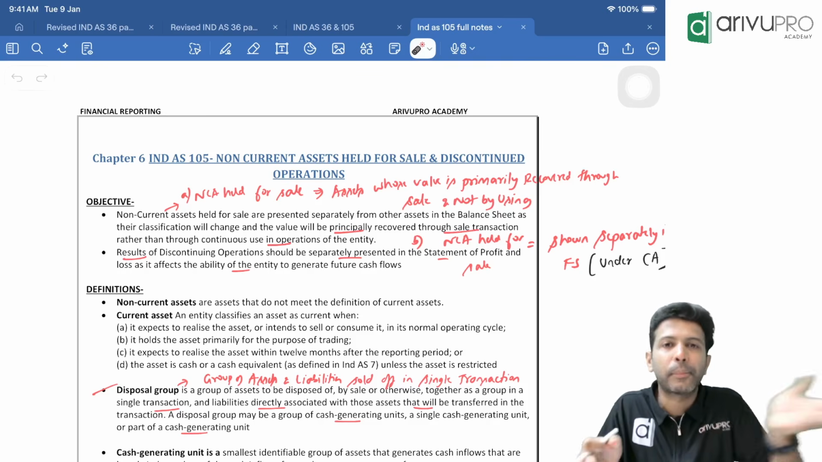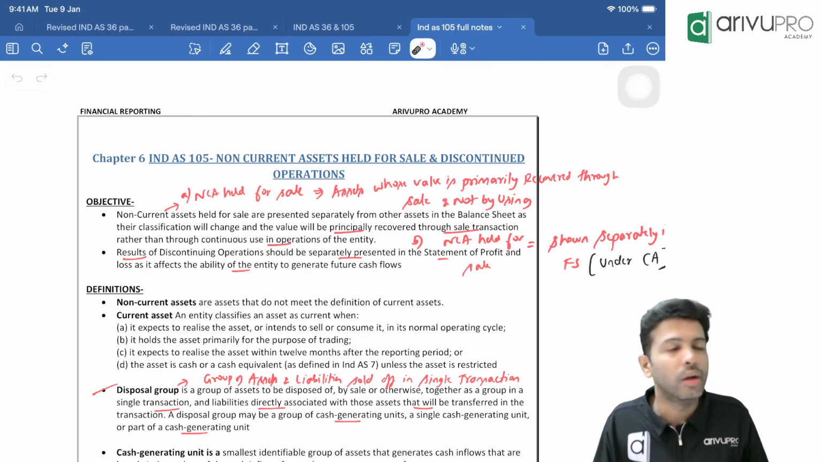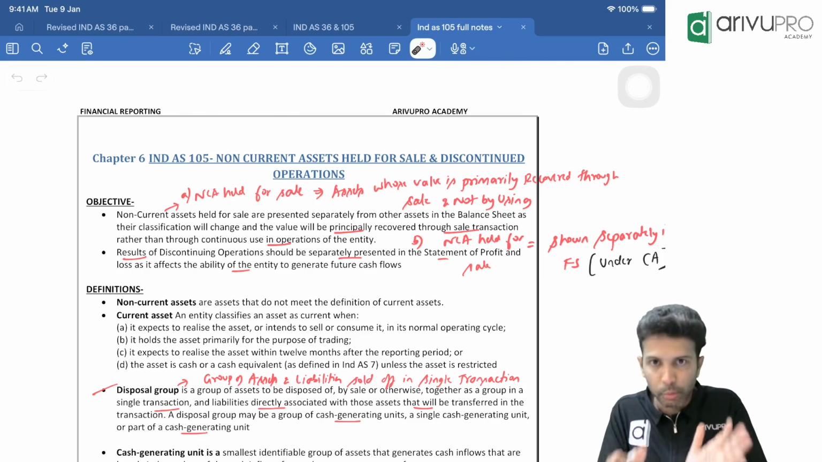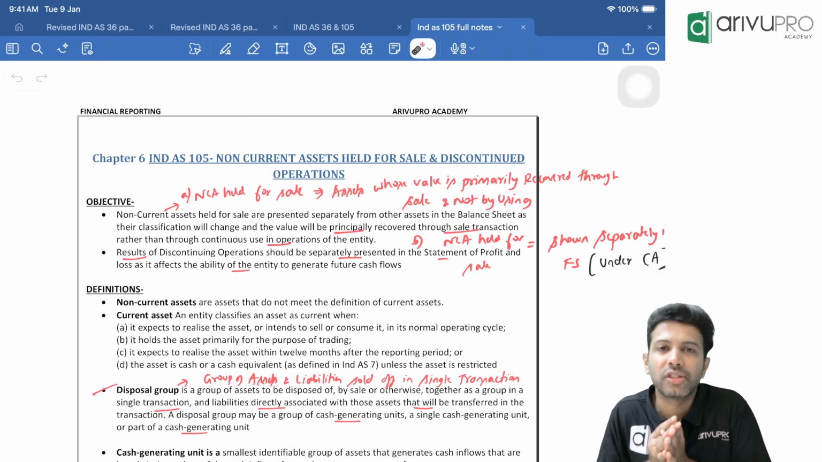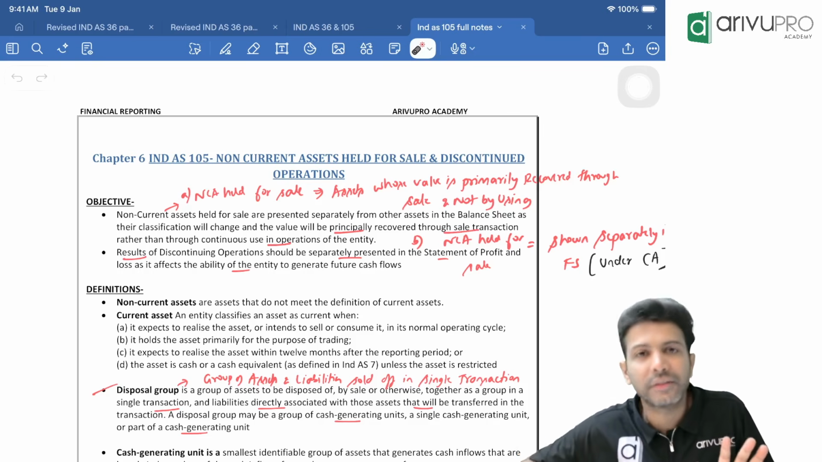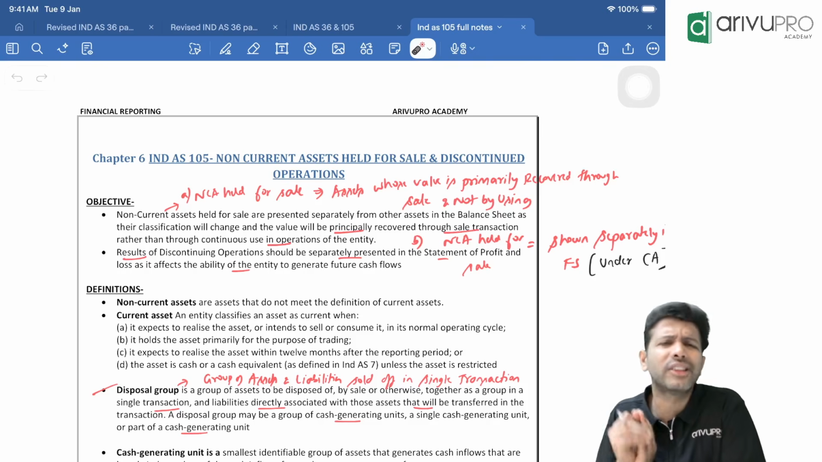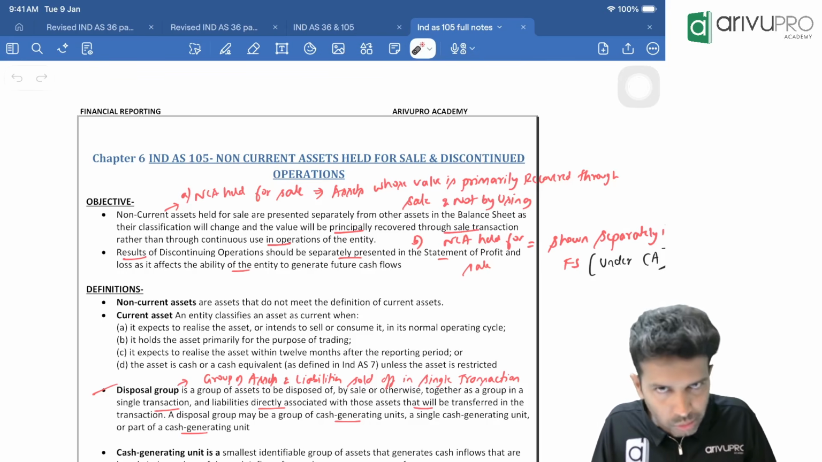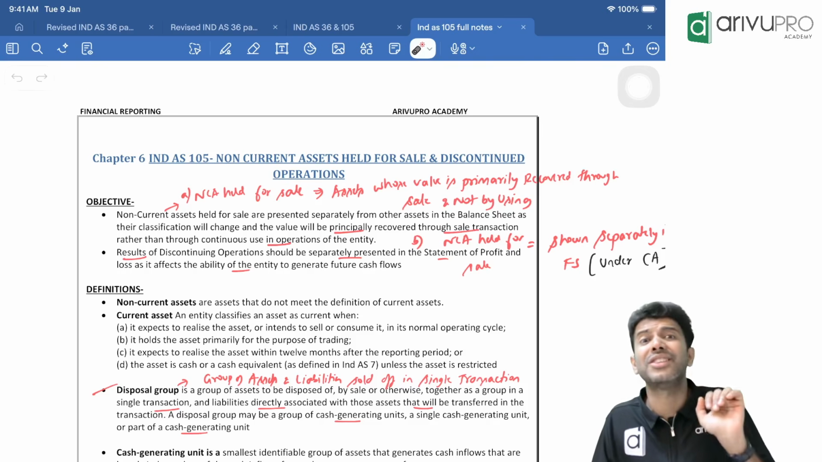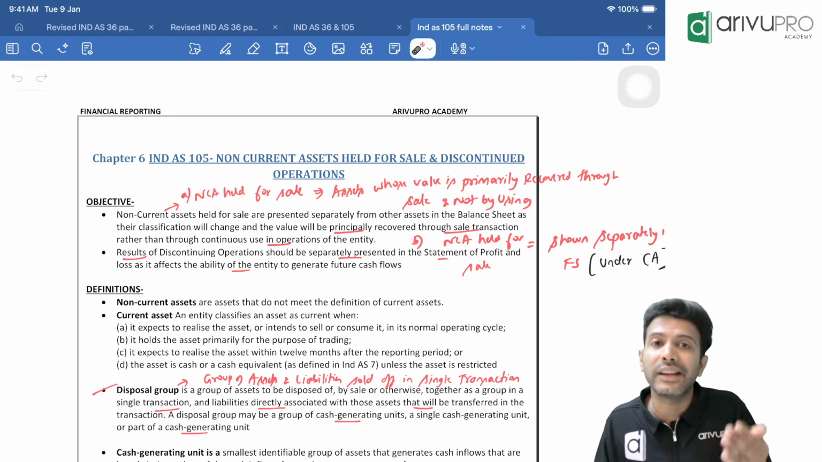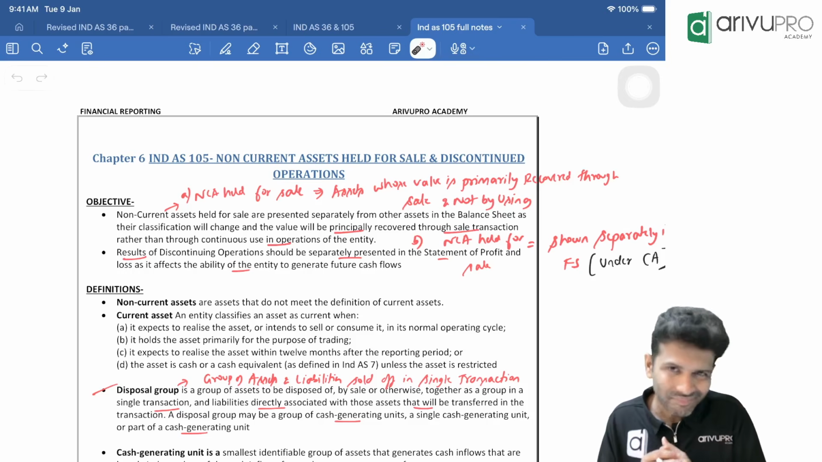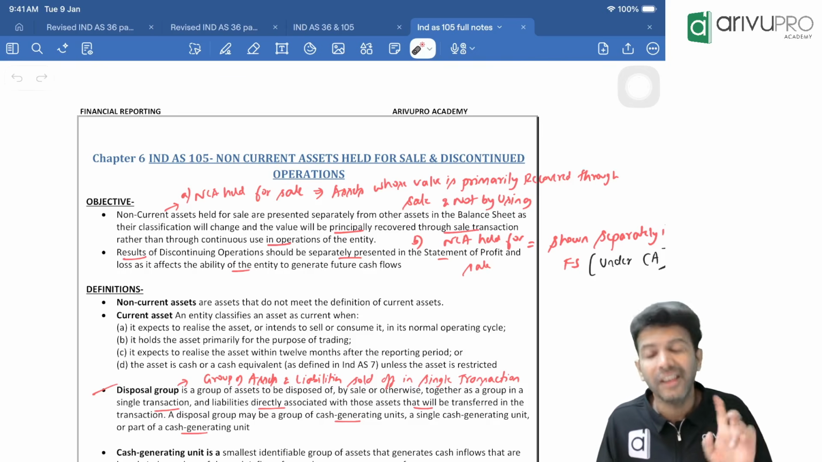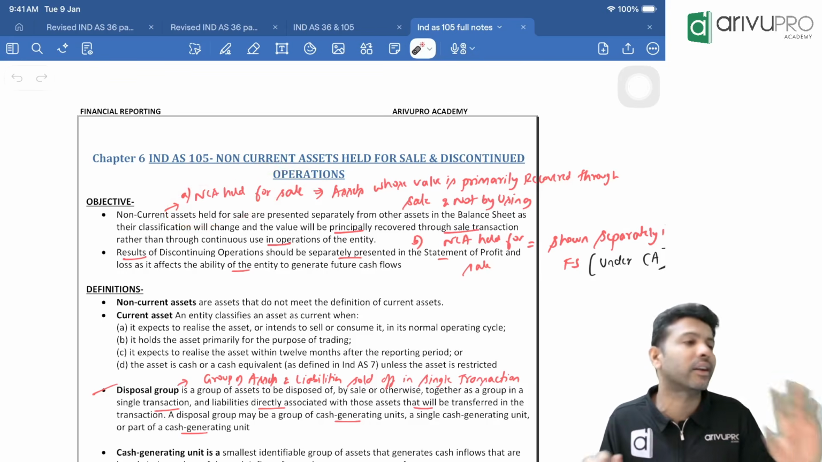Normally, when you have laptops, iPad, furniture, machinery and all, if we have it, we would have bought it, right? If we have purchased an iPad, our main intention is what? To recover whatever amount we have invested in this iPad by using the iPad. We want to utilize this iPad as much as possible to conduct classes and recover the money. Correct? But if your intention changes, if your intention is to recover the money not by using but by selling, then it gets called as non-current assets held for sale.